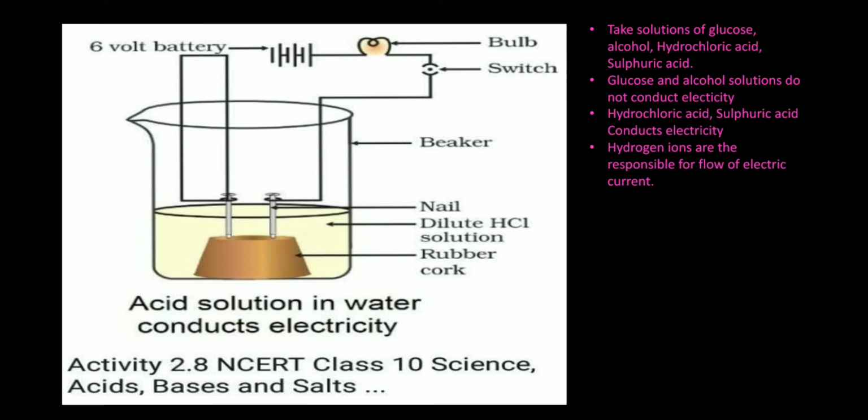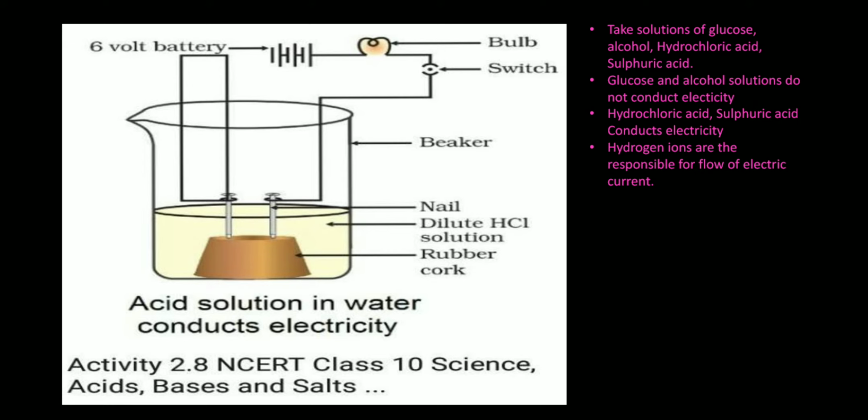Yes, you are right. Hydrochloric acid and sulfuric acid only conduct electricity, and in that case only the bulb will glow for hydrochloric acid and sulfuric acid, but the bulb will not glow for the glucose and alcohol. Why? Hydrochloric acid, when dissolved in water, gives H+ and Cl- ions. Sulfuric acid also liberates ions, 2H+ and SO4 2- ions.